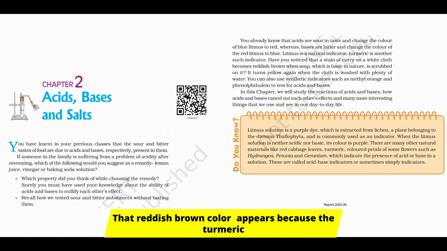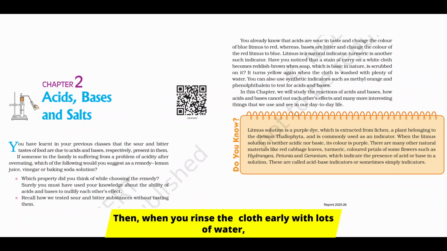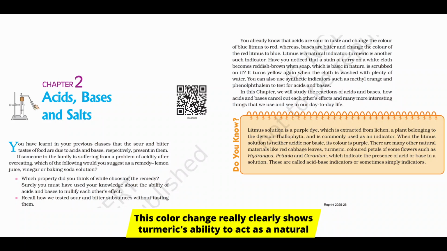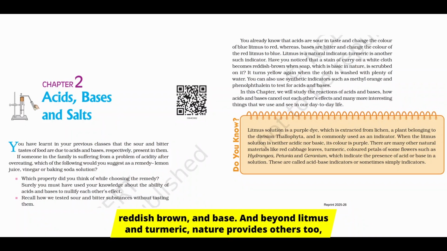Yeah, exactly. That reddish-brown color appears because the turmeric is reacting to the basic nature of the soap. Then, when you rinse the cloth thoroughly with lots of water, washing away the soap, the stain usually turns yellow again. This color change really clearly shows turmeric's ability to act as a natural acid-base indicator. It's yellow in acid or neutral, and reddish-brown in base.